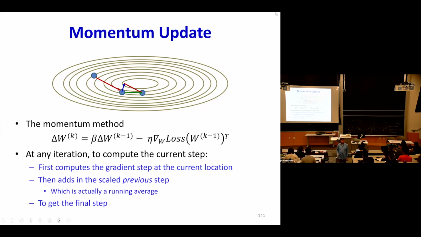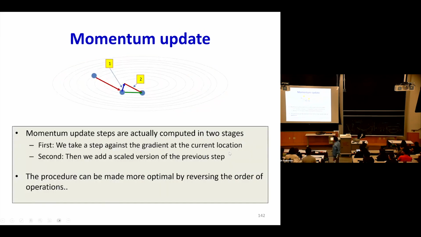And here something cool falls out. Once you see this in pictures, you realize you can change the order. Instead of taking a step against the gradient and then adding a scaled version of the previous step, I can change the order, and that's going to give you a completely different solution. So this is what we did.